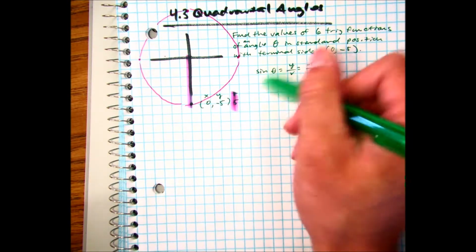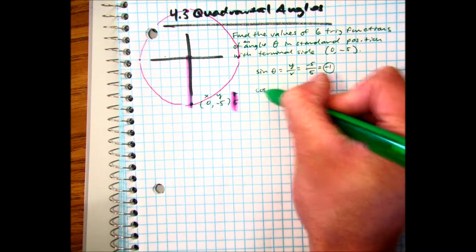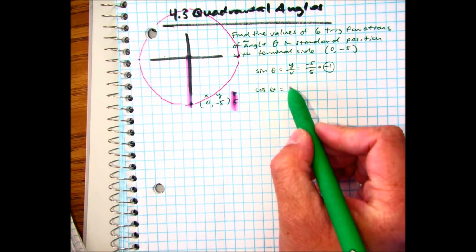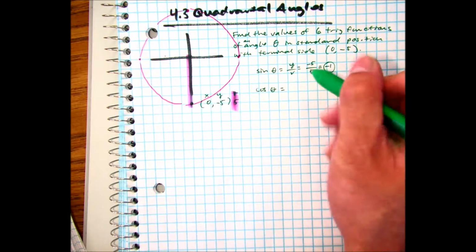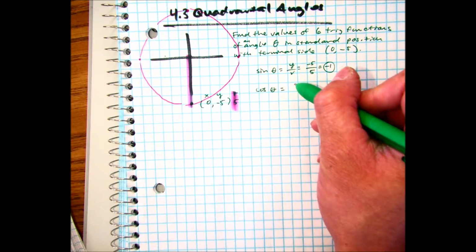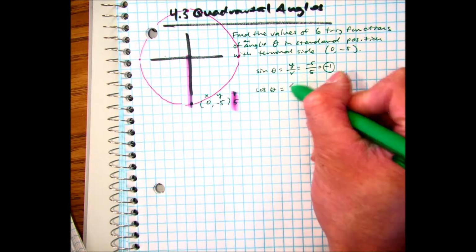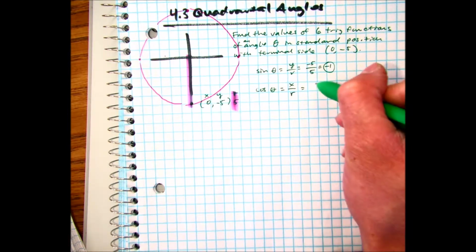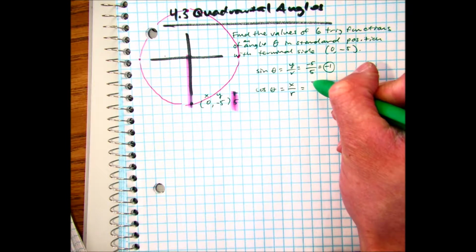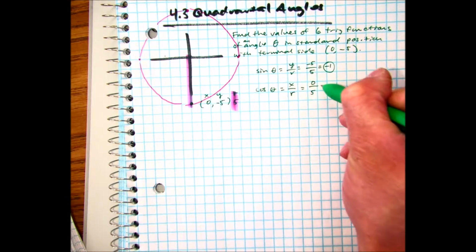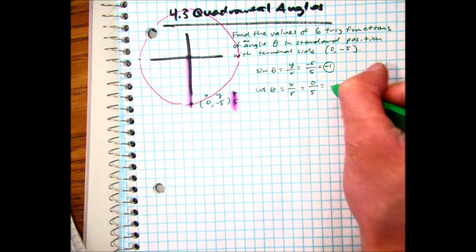Arvin, tell me cosine. Tell me the letters x, y, and r. X over R. Yes. Your x value is what? 0. And your r value? 5. And that equals what number? 0.